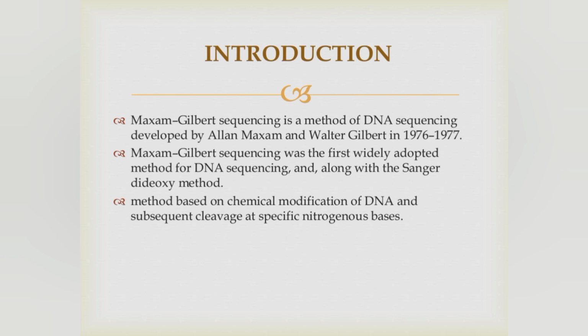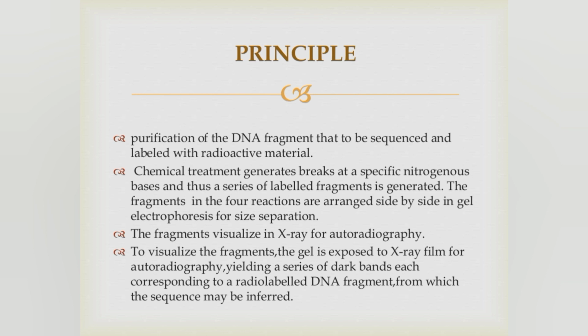This method is based on chemical modification of DNA and subsequent cleavage at specific nitrogen bases. We can cut the nitrogen bases. The principle of the Maxam-Gilbert method is, first, purification of the DNA segment to be sequenced and labeling with radioactive material. Secondly, the chemical treatment generates breaks at specific nitrogen bases, and thus a series of labeled fragments is generated.